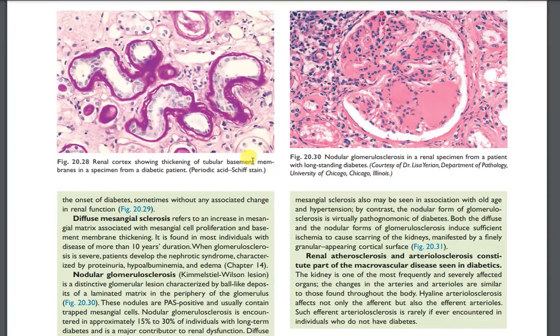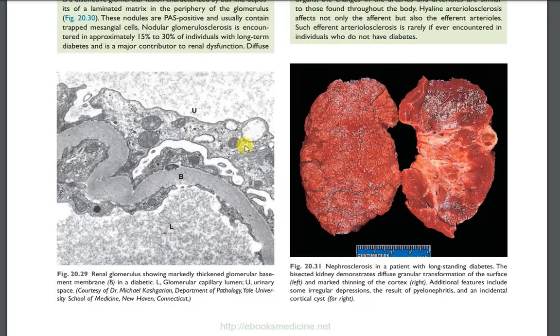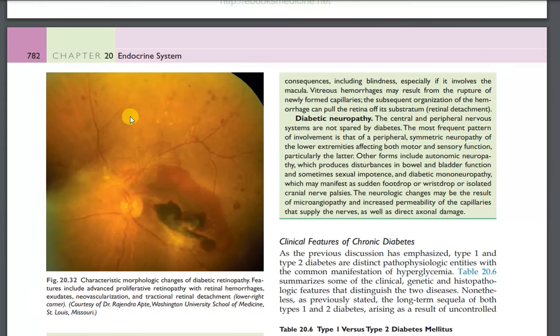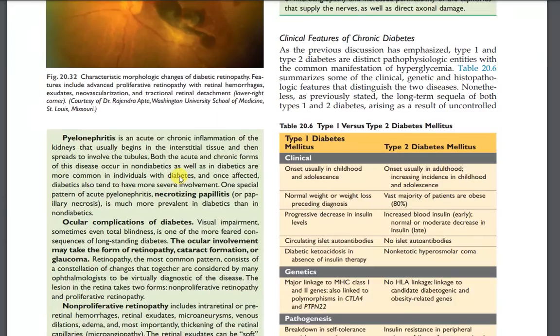This is the complication to kidneys, which I explained, and retinopathy, discussed.